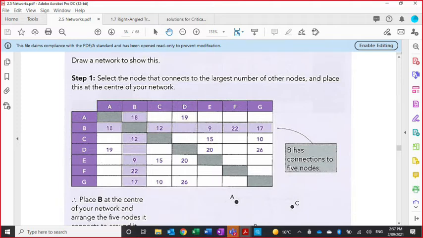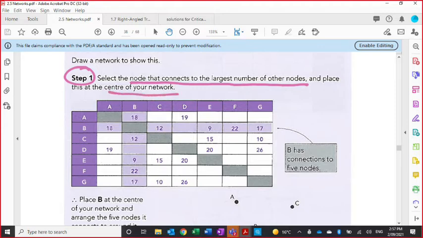Okay? So to draw a network to show this, in other words, we're going to draw the actual network this time, so they're not going to give us a picture to use. The first step is to select the node that connects to the largest number of other nodes, and that one's going to be at the center of your network.